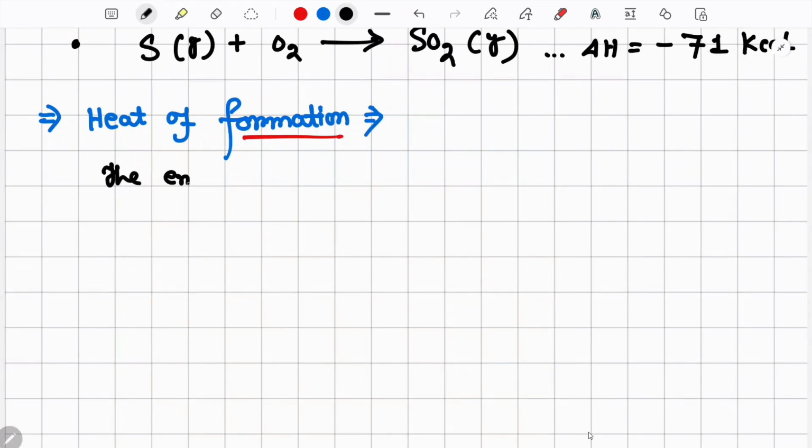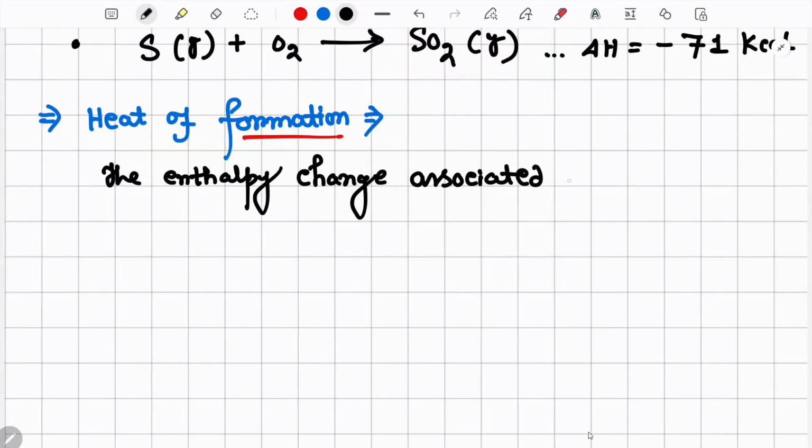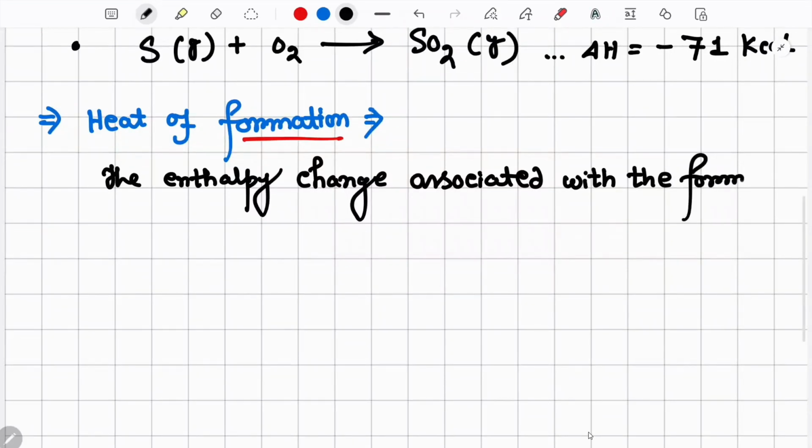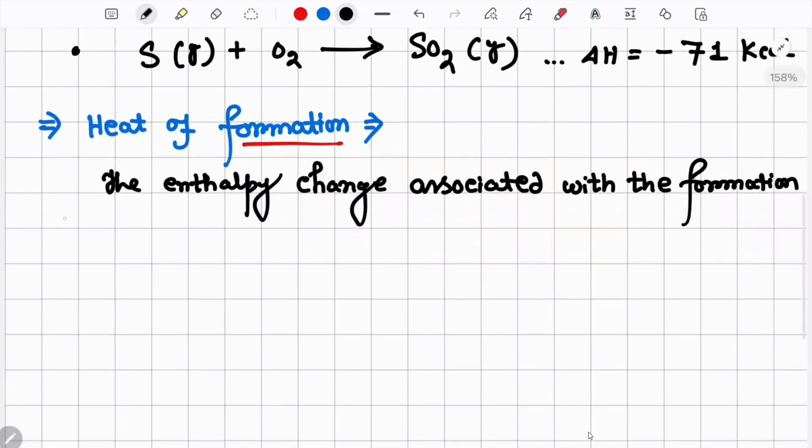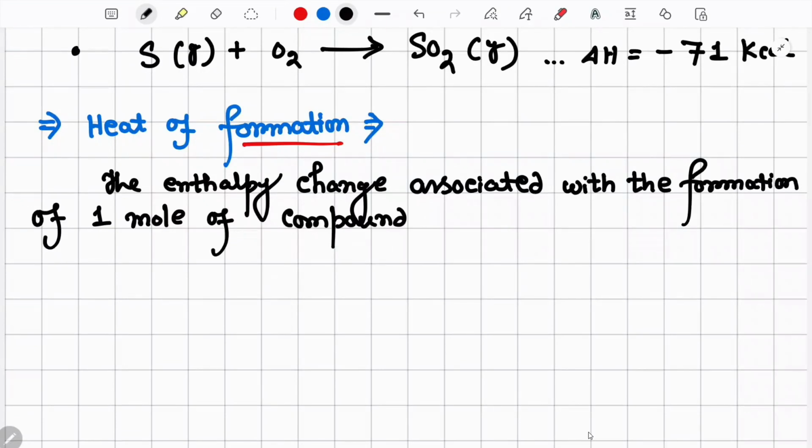The enthalpy change associated with the formation of 1 mole of a compound from its elements under standard condition.